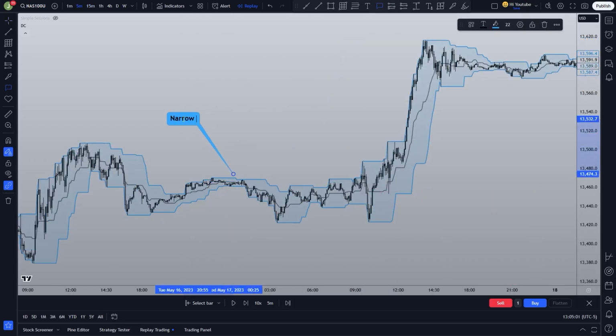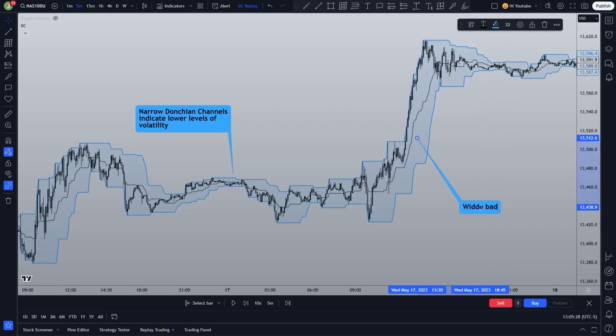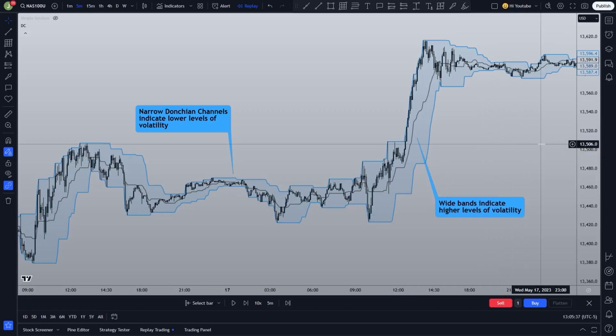Donchian channels are also a useful tool for gauging volatility. Wide channels indicate high volatility, while narrow channels point to consolidation. Use the channel width to gauge market conditions.